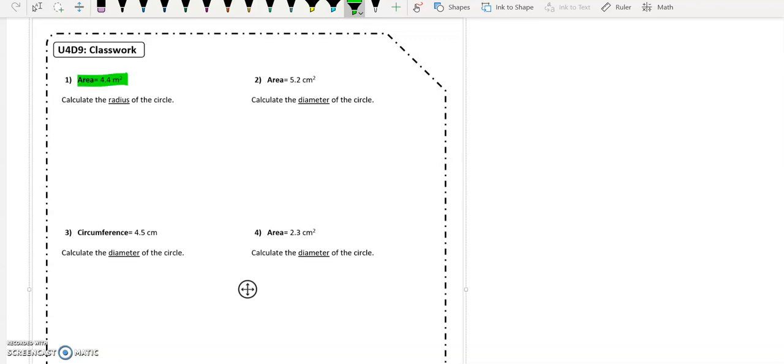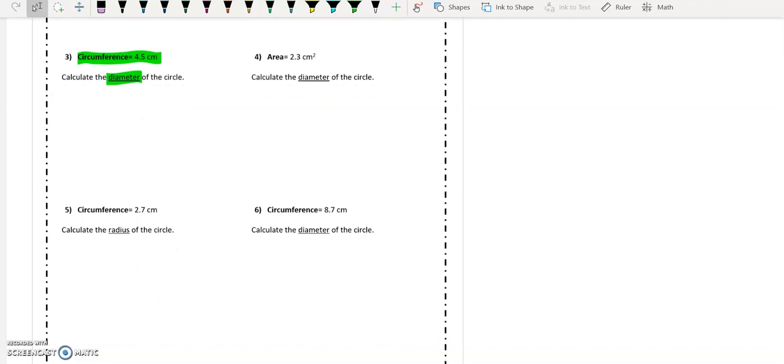They give you area, and they want you to find radius. They give you circumference, and they want you to find diameter. Come down here, some more circumference problems. So be very careful what they ask you to find, because it does change. For example, here's another circumference problem, but this time they're asking for radius, versus up here they ask for diameter. So make sure you pay close attention to what they're actually asking you to find.